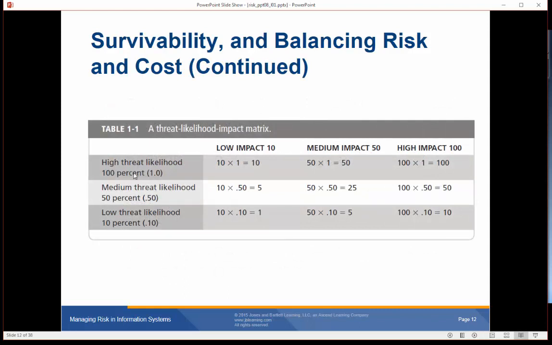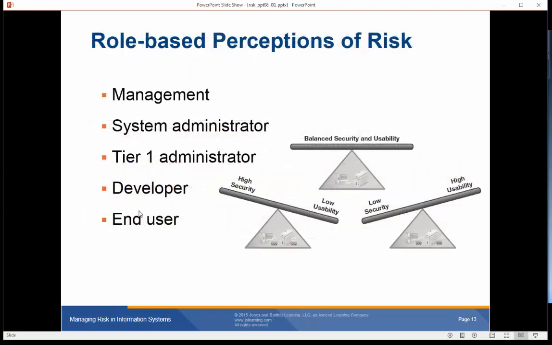Let's look at the impact value. The chart's pretty self-explanatory. So let's say the high-level threat likelihood is 100%, 1.0. If you look at the low impact 10, medium impact 50, high impact 100. So it's basically 10 times 1 equals 10, that's how that works. That's for high-level threats. And the higher the number, the greater the threat.